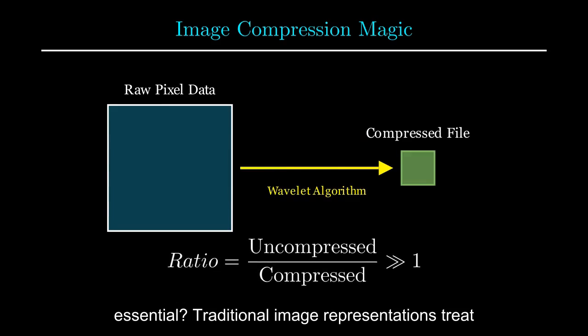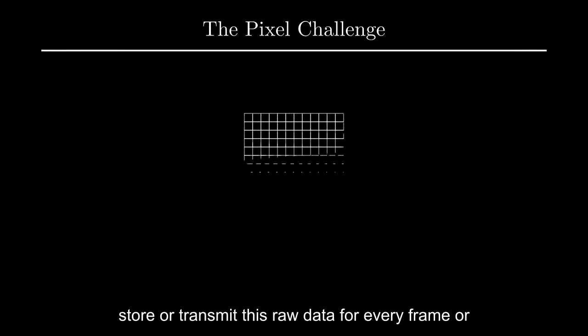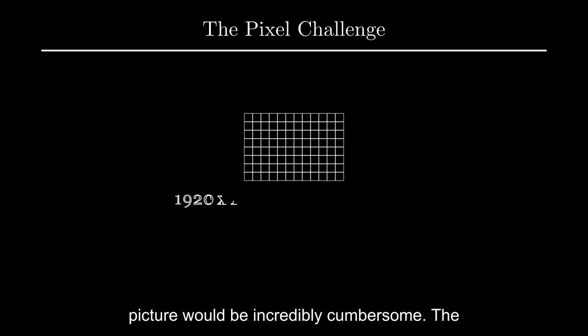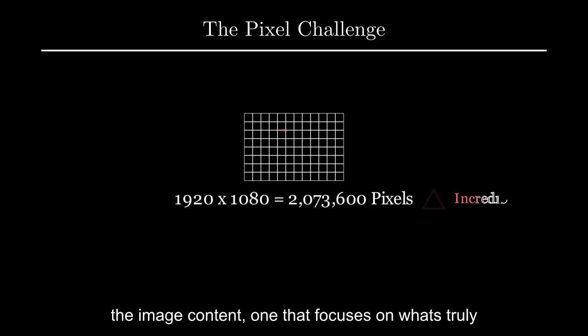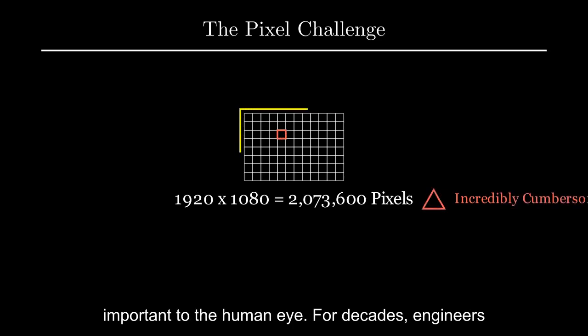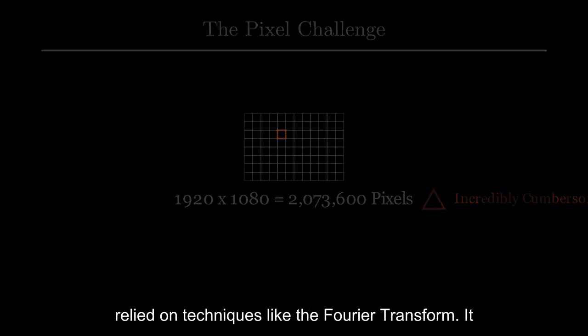Traditional image representations treat every pixel equally. A 1920 by 1080 image has over 2 million pixels, each with color information. To store or transmit this raw data for every frame or picture would be incredibly cumbersome. The challenge is to find a more efficient description of the image content, one that focuses on what's truly important to the human eye.